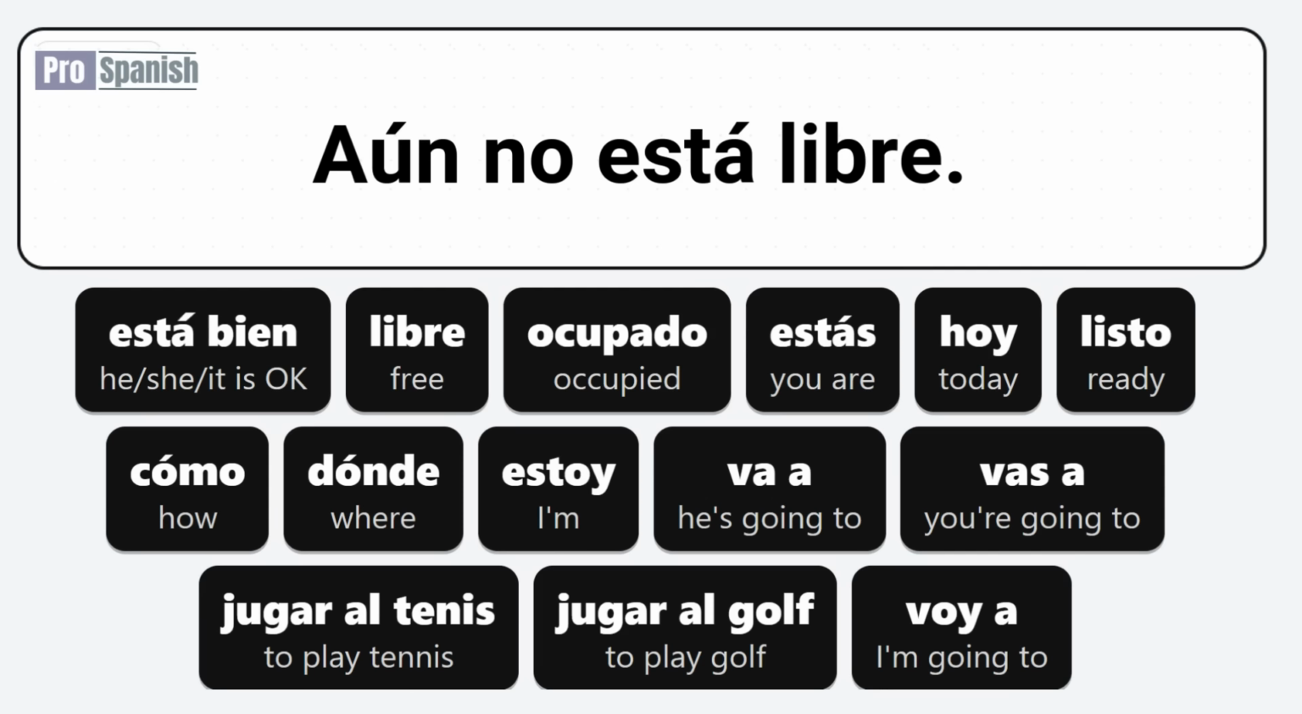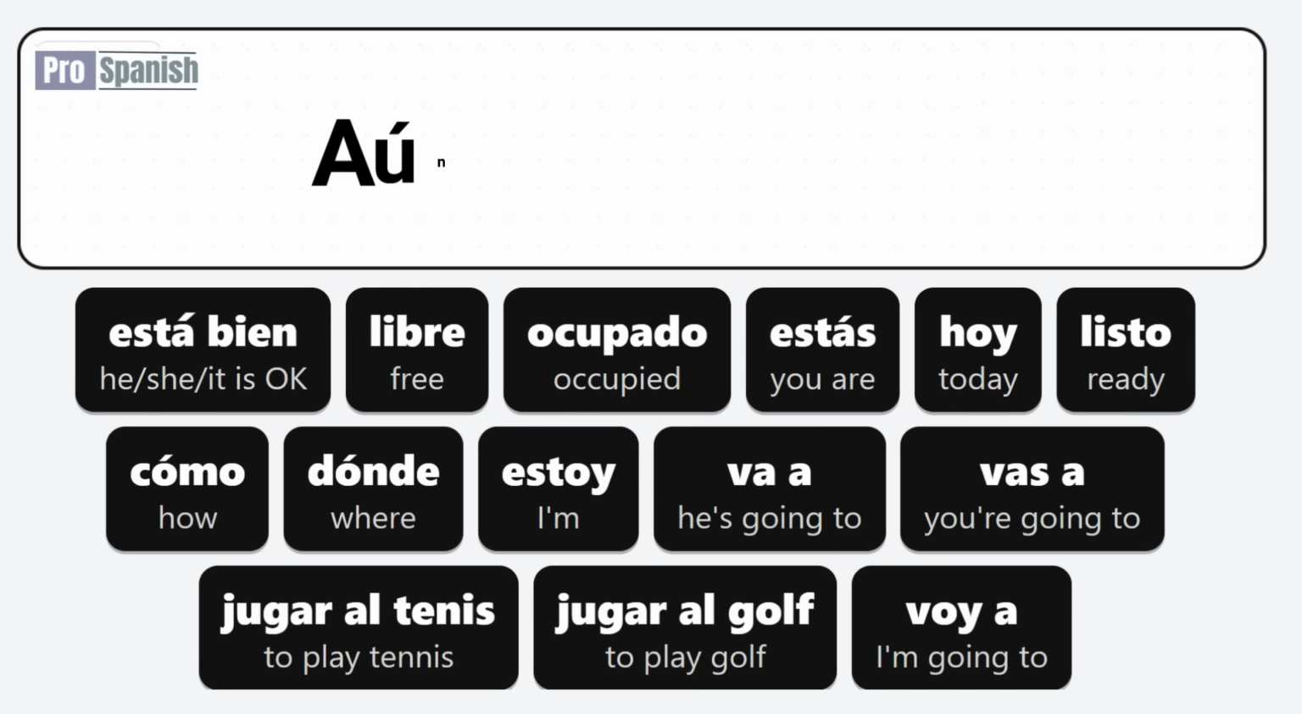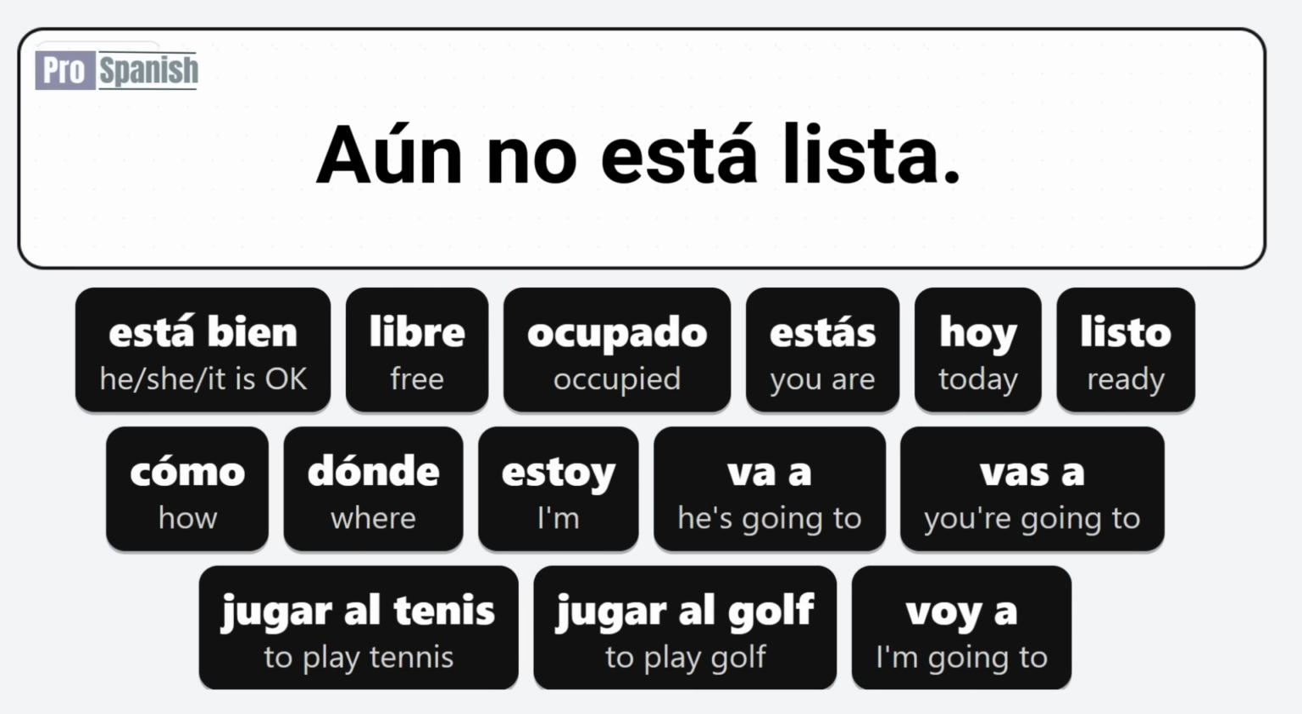How about, she's still not ready? Aún no está lista. Now in Spanish, she's still not ready and she's not ready yet are exactly the same. So if we were going to translate she's not ready yet, we would also say aún no está lista. So how would you say, I'm not going to play golf yet.